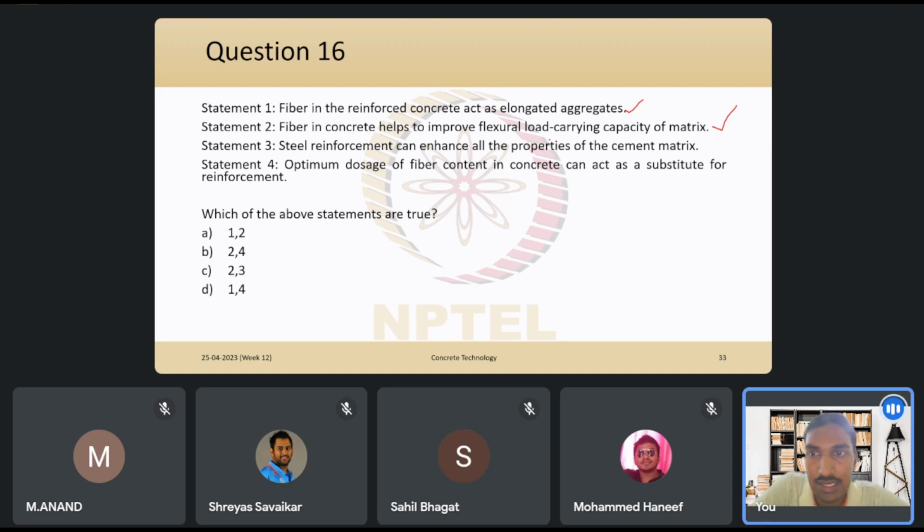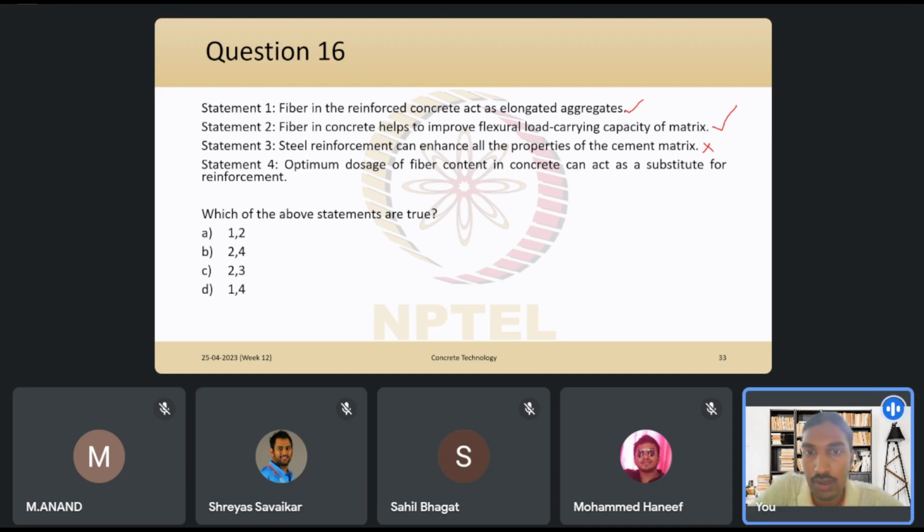And statement 3 says steel reinforcement can enhance all the properties of the cement matrix. So that is incorrect. Some properties will be improved, like your tensile resistance against tensile load, right? Because steel is good in tension, so it can improve that property. Not all properties can be improved just by having steel reinforcement, right?